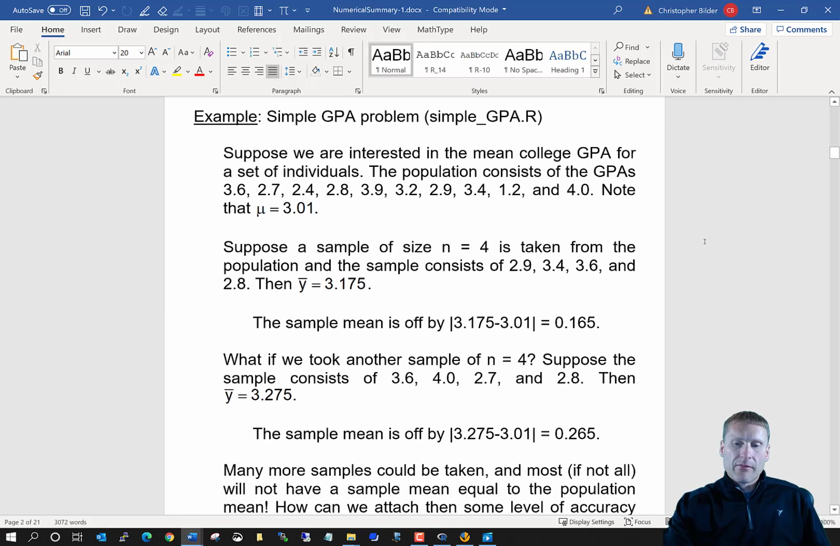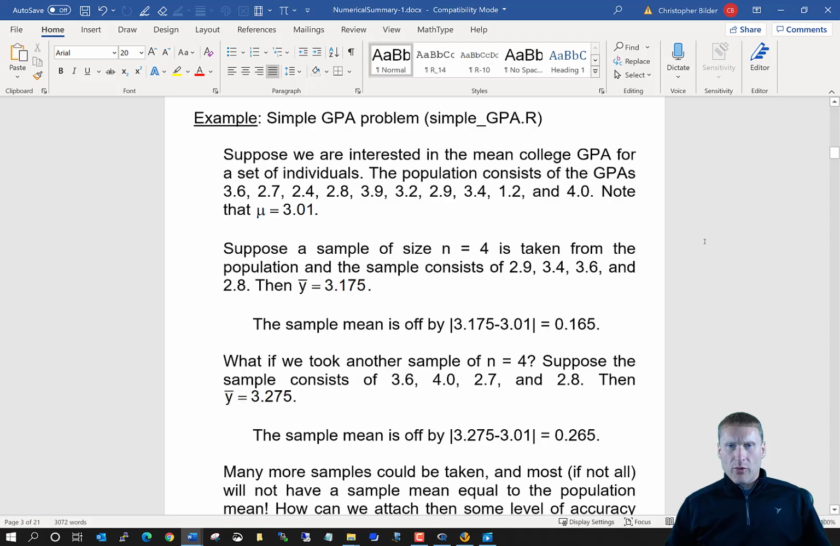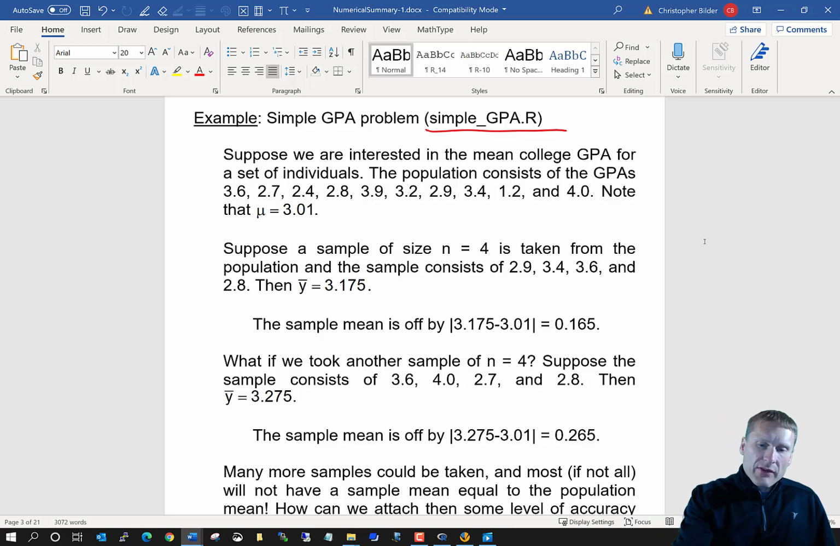Okay, so let's look at a simple problem just to make sure that we can do these calculations. My corresponding R code is in the program simple_gpa.r. So let's say for some reason we have this very small population consisting of, I think, let's see, about 10 different values.